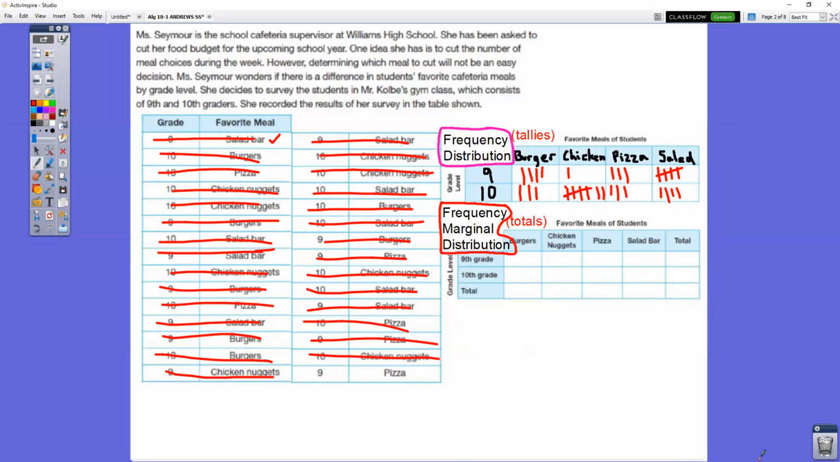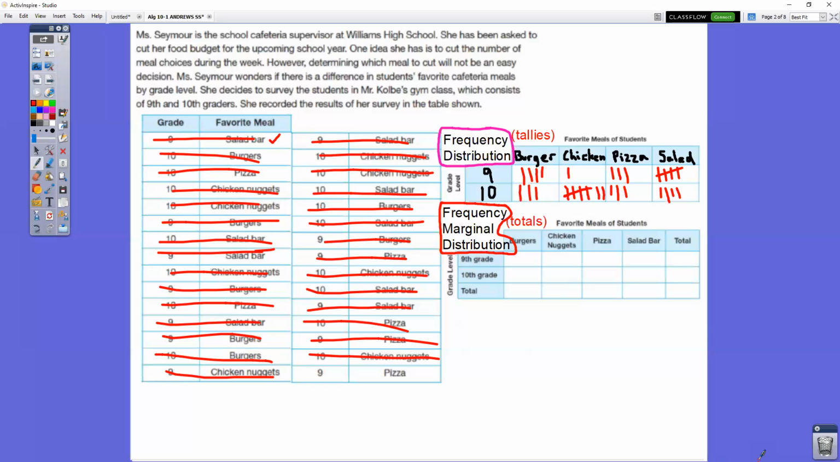So if you did it correctly, this is how your tallies should look. On your test on Friday, to type these into Schoology, you're actually going to use the number 1 to type them in as a little tally mark. It's impossible for you to do it in Schoology other than doing that. So that's what your frequency distribution table looks like.